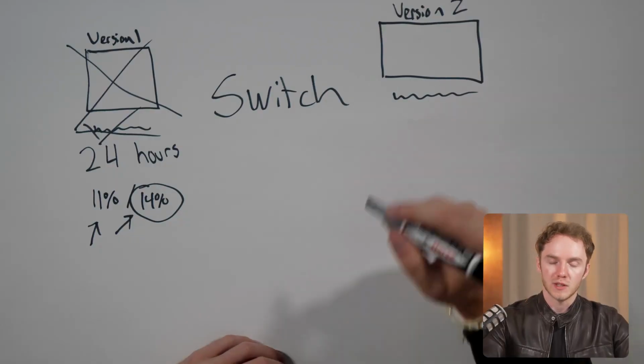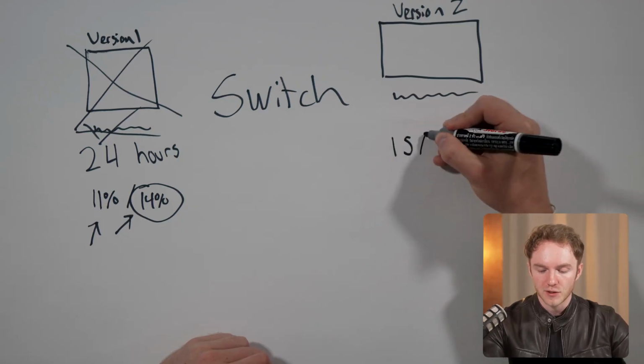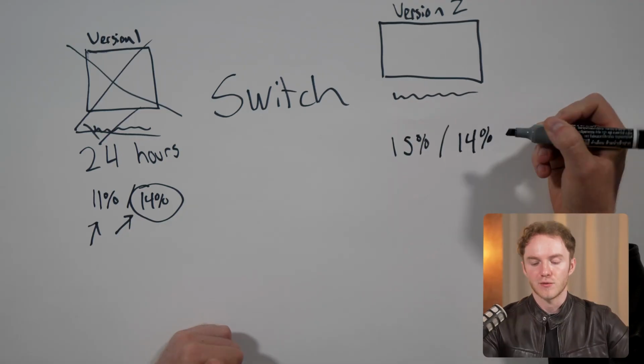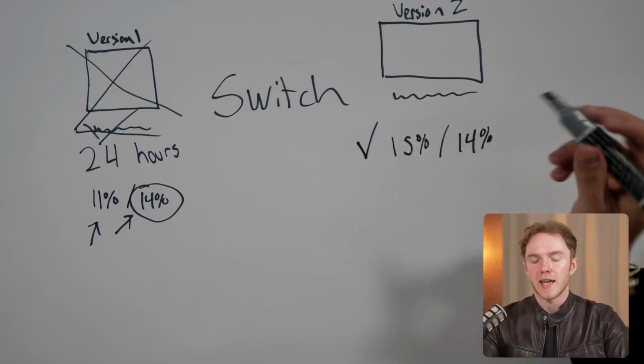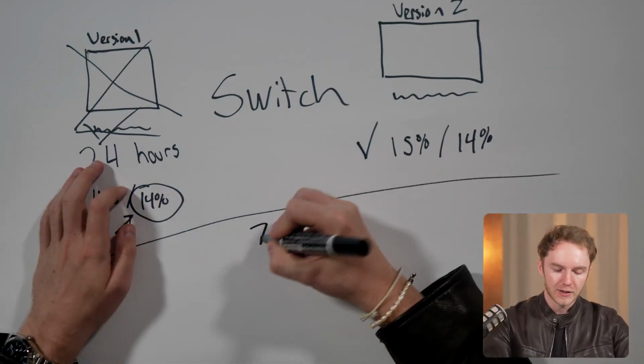So now we've posted this version 2. Let's say that our CTR has gone up to 15%. Then that is above our 14% average, right? So this is a check. And now we leave this one. However, we don't want to leave it forever. We want to revisit this at the 7-day mark.